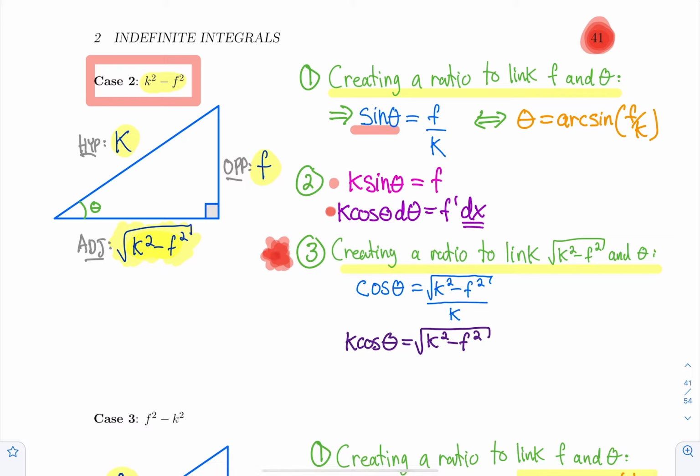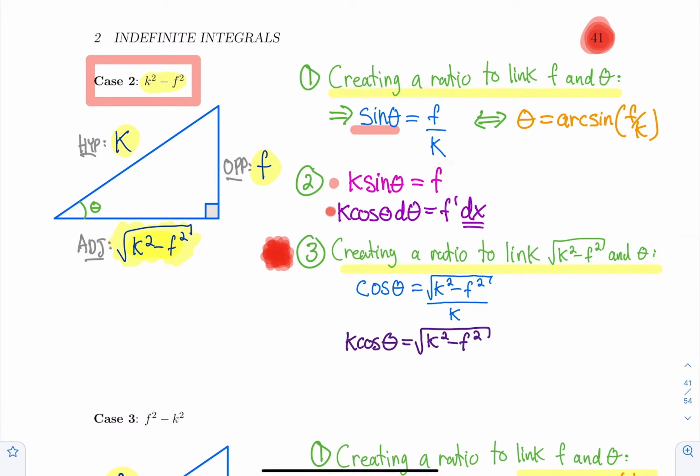Again here, in the case 2 scenario, when you have a difference of squares, the first term, which is k squared, tells us you have no choice here. K goes at the hypotenuse. For f, the best place is at the opposite side. By using Pythagoras theorem, the adjacent side is the square root of k squared minus f squared. If you want a ratio for f, you're going to use the opposite side and the hypotenuse. So sine theta is f over k.